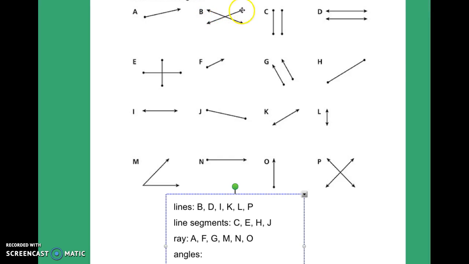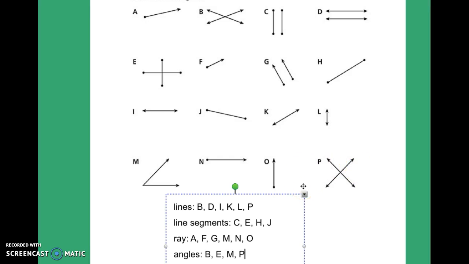So here's an example of an angle. Two lines meet, forming an angle. So B would be my first example of an angle. Go ahead and select the rest of them that form angles. All right, you came up with E, M, and P, then you found all of the angles.